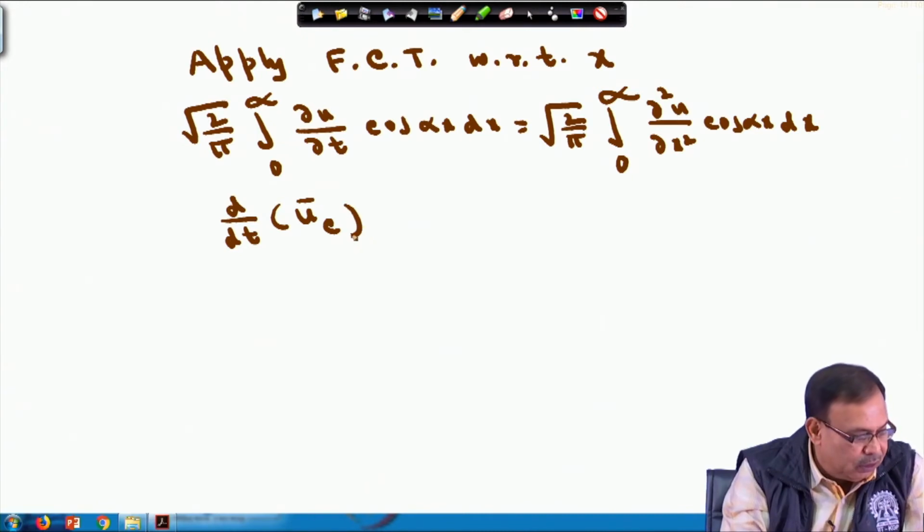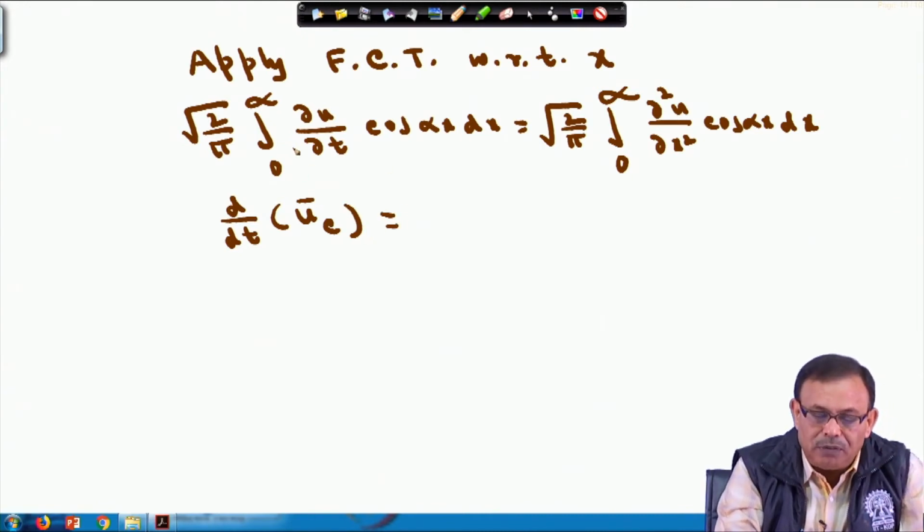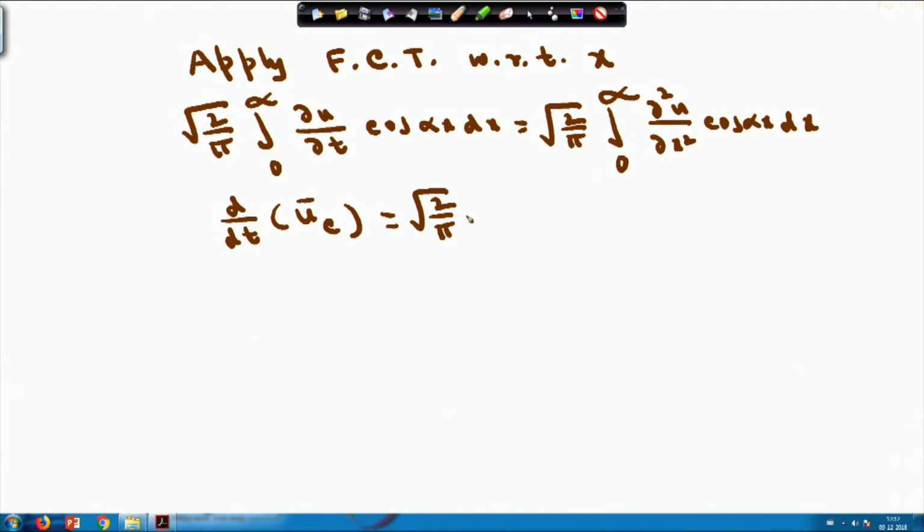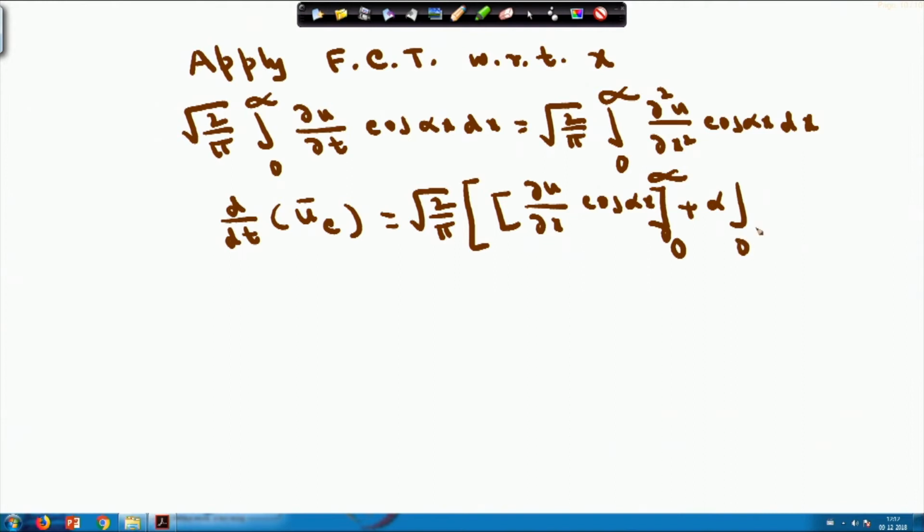u bar c. Left hand side will be nothing but integral 0 to infinity u cos of alpha x dx, which is again u bar c, and on the right hand side again if you integrate you will obtain root over 2 by pi, del u del x into cos of alpha x from 0 to infinity, plus alpha into integral 0 to infinity del u del x into sine of alpha x dx.